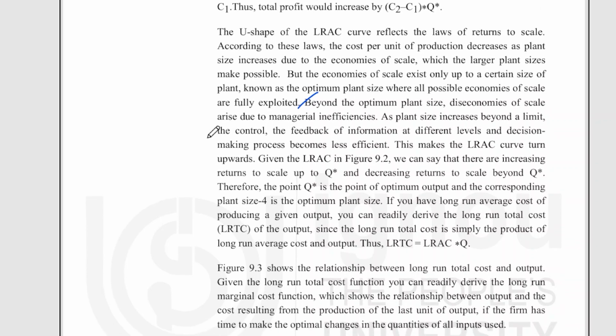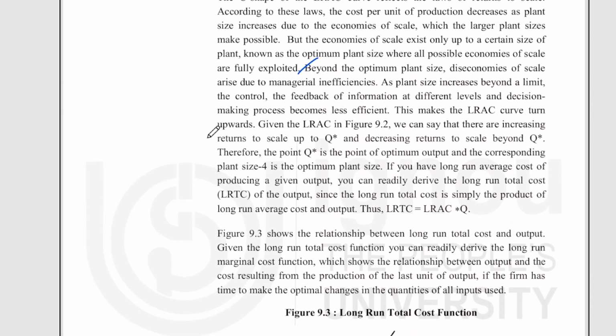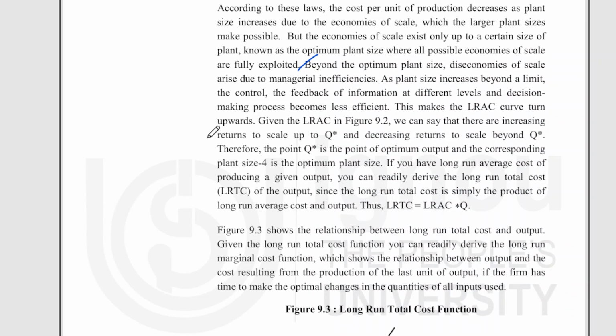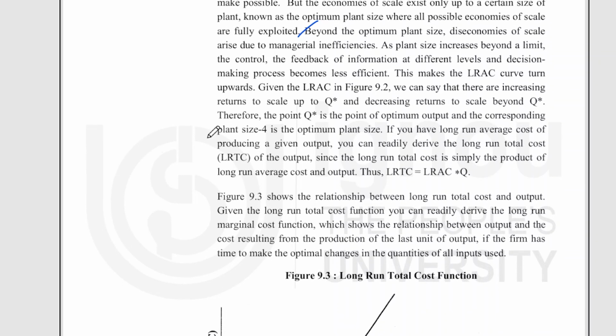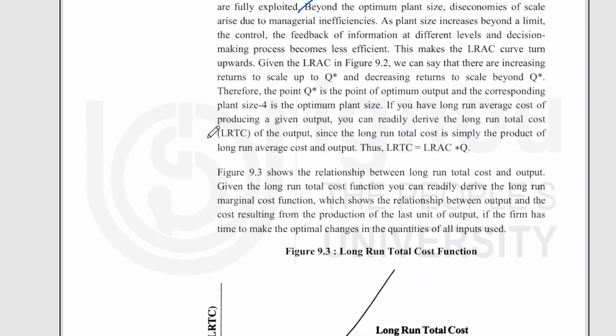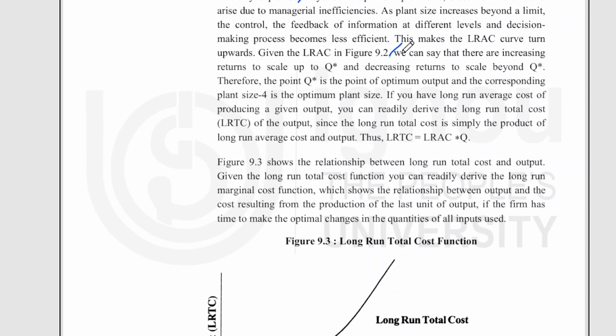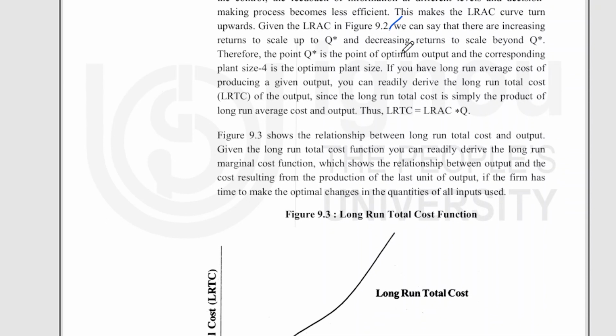As plant size increases beyond a limit, the control, the feedback of information at different levels, and the decision making process become less efficient. So this makes the LRAC curve turn upward. And given the LRAC in figure 9.2, we can say that there are increasing returns to scale up to Q, and decreasing returns to scale beyond Q. So therefore the point Q is the point of optimum output, and the corresponding plant size 4 is the optimum plant size.